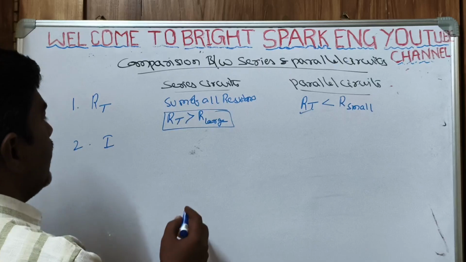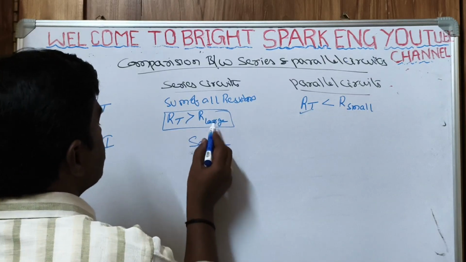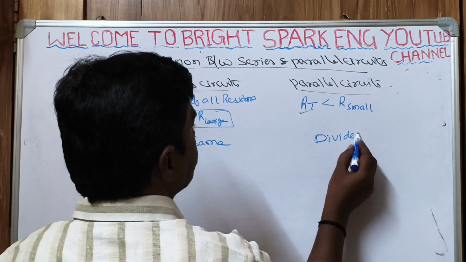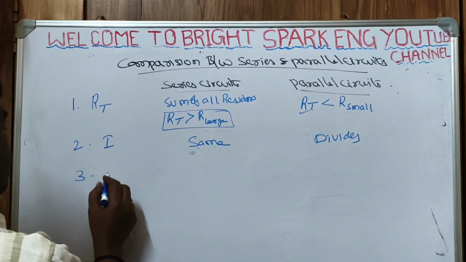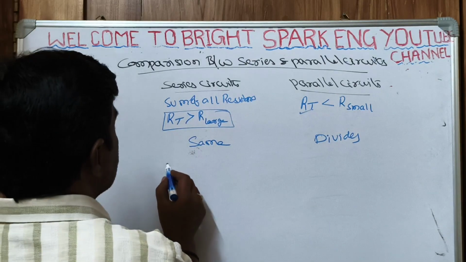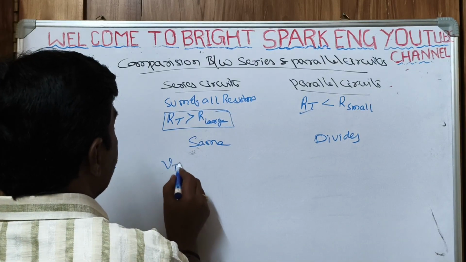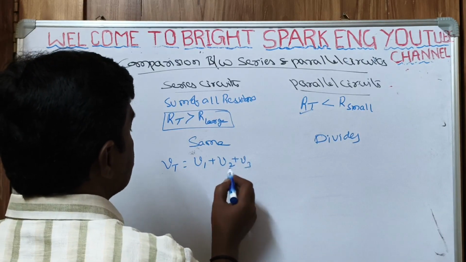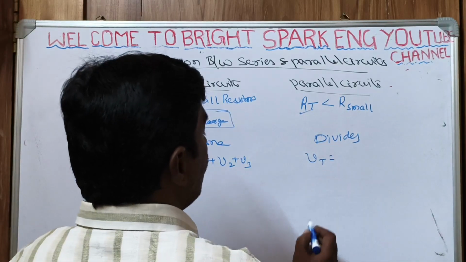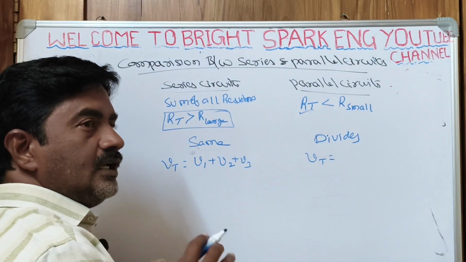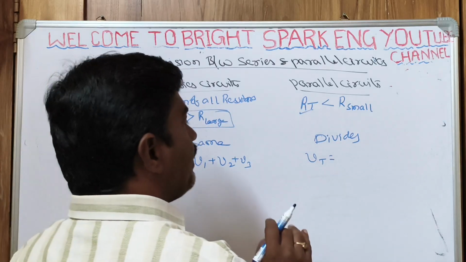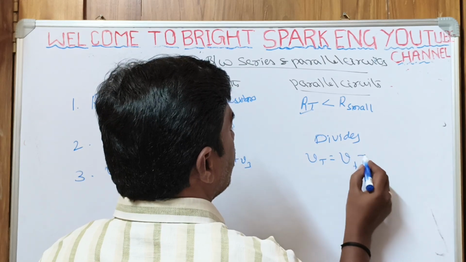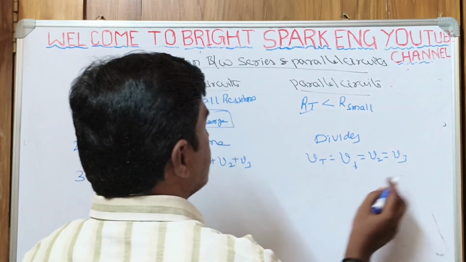Next, current. Here the current is the same in series circuits. In parallel, the current divides. Here is voltage. In series, V of t is the sum of the voltages across each element. In parallel, V of t is the supply voltage, which is equal to the voltage across each parallel branch. V1 is equal to V2 is equal to so on.